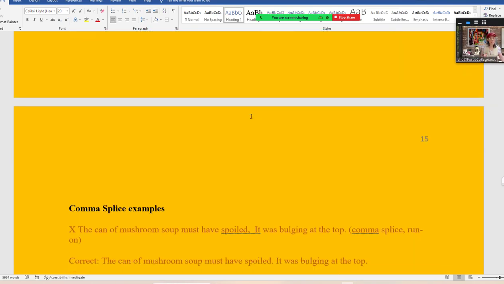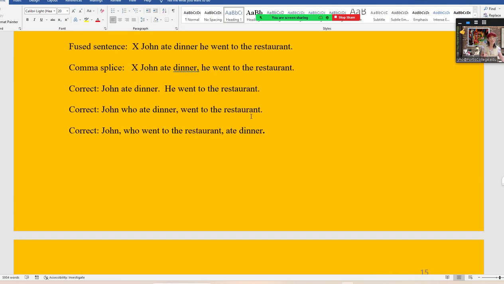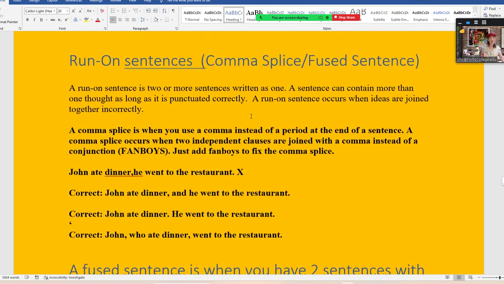Now I think this is almost the second to last thing on your list of things to know: run-on sentences. You've got two kinds of run-on sentences: a comma splice and a fused sentence. A run-on sentence is two or more sentences written as one. A sentence can contain more than one thought as long as it is punctuated correctly. A run-on sentence occurs when ideas are joined together incorrectly. In other words, you join two sentences together without proper punctuation. If you're missing your period, that's known as a fused sentence. And if you put a comma where it's not supposed to be, that's known as a comma splice.